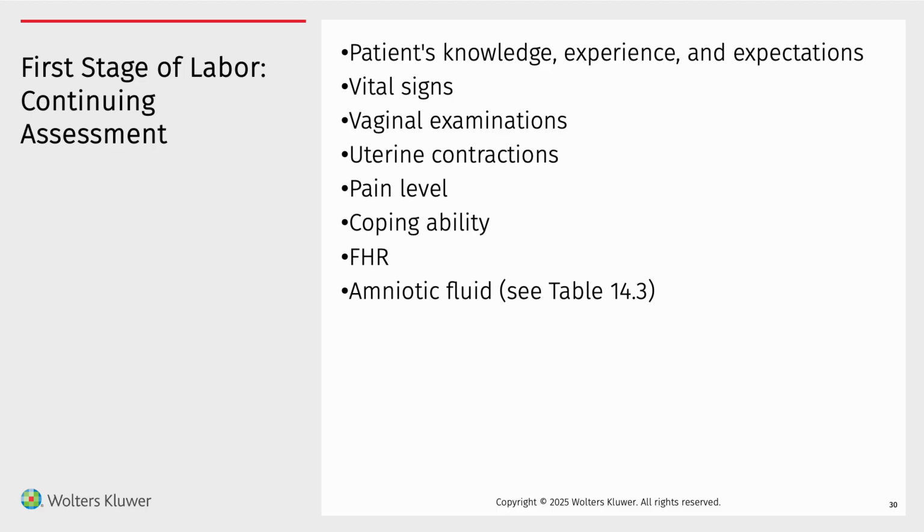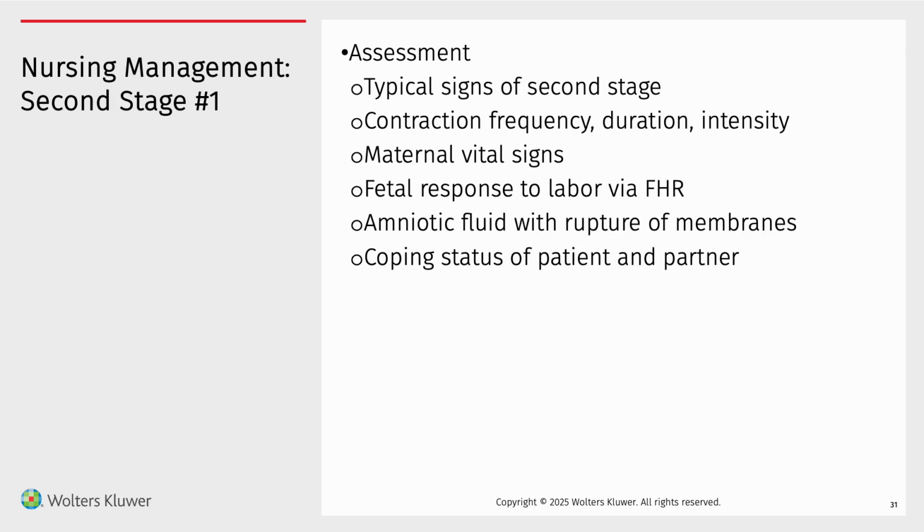Continuously monitor the fetal heart rate to ensure fetal well-being. Observe the amniotic fluid, including its color and odor. Refer to table 14.3 for details. It even talks about how meconium staining or foul-smelling fluid may indicate fetal distress and infection. Ongoing assessment allows the nurse to intervene properly and promptly and also to adjust the care plan as labor progresses.